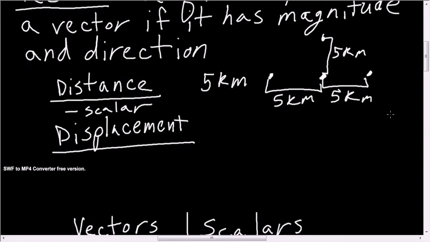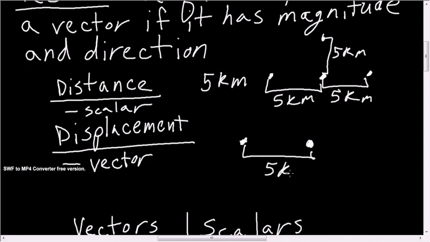Whereas displacement has both amount and direction. So displacement is a vector quantity. So if this is downtown, and I say we're 5 kilometers west of downtown, I would know that I was indeed here. So I would be 5 kilometers to the west of downtown.